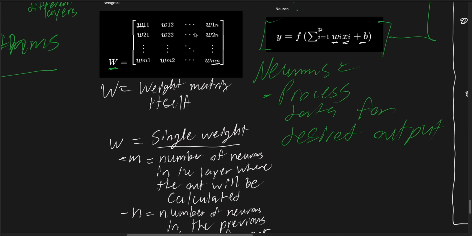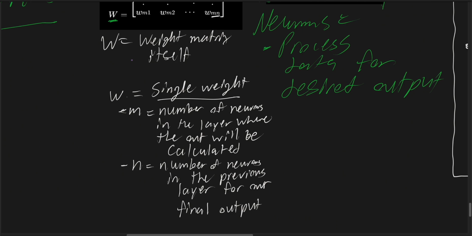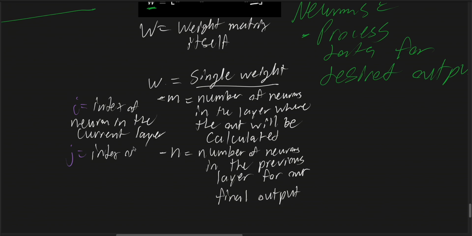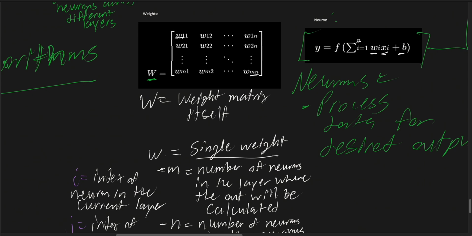Meanwhile, for the following numbers beforehand, we're going to refer to them as I and J. So if we have I and J over here, I refers to the index of the neuron in the current layer, while J is the index of the neuron in the previous layer. So that's just a breakdown of our weight matrix.